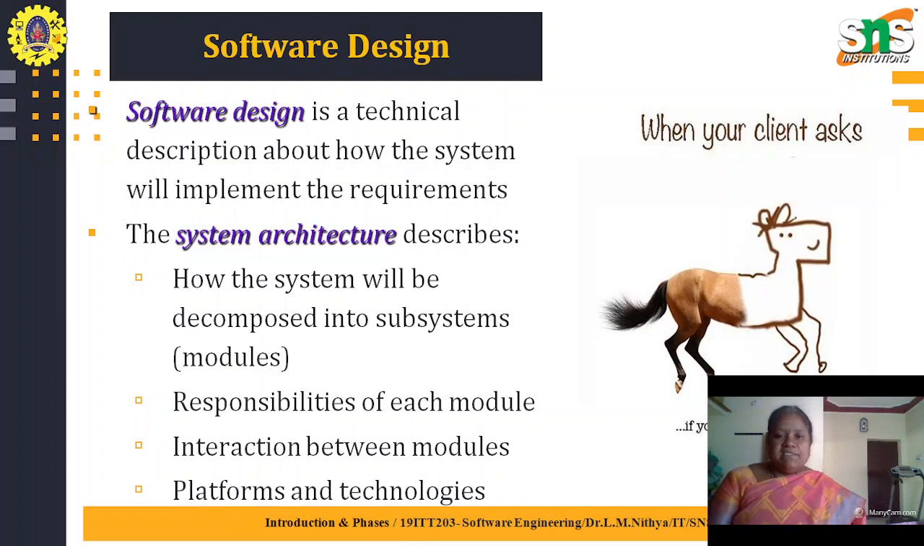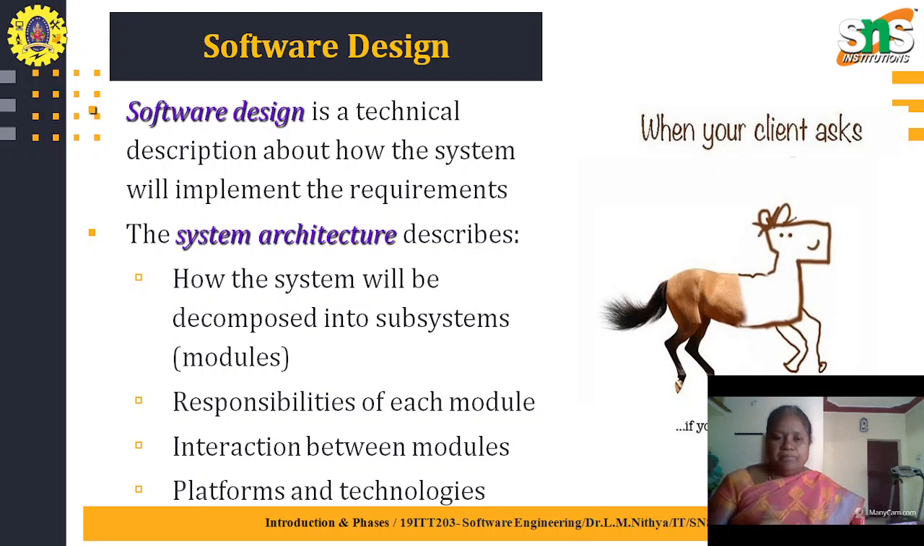So here, the next stage is software design. It is a technical description of how the system will implement the requirements, so how you convert your requirements into your design. The system architecture describes how the system will be decomposed into subsystems, and it will also show the responsibility of each module, the interaction between the modules, and the platforms and technologies which you use. So the requirements collected in the previous stage are converted into a design or an architecture or a model.